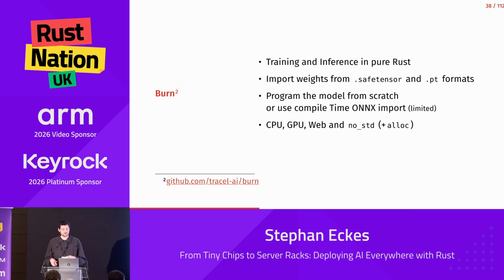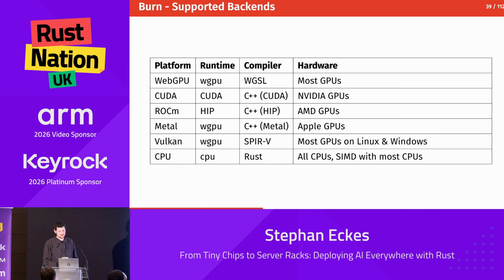So programming the model from scratch might be faster because you can see what you can merge and so on, and more reliable. But they are working heavily on this Onyx import, to make Burn easier to use. And you can run it on CPU, GPU, web, and even no standard, but it still needs alloc because it's using ND array as a backend for this. Yeah, we will go into this a bit later.